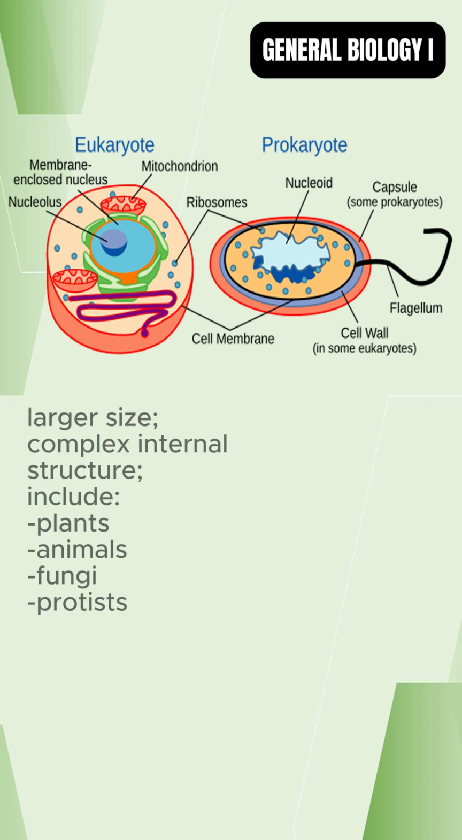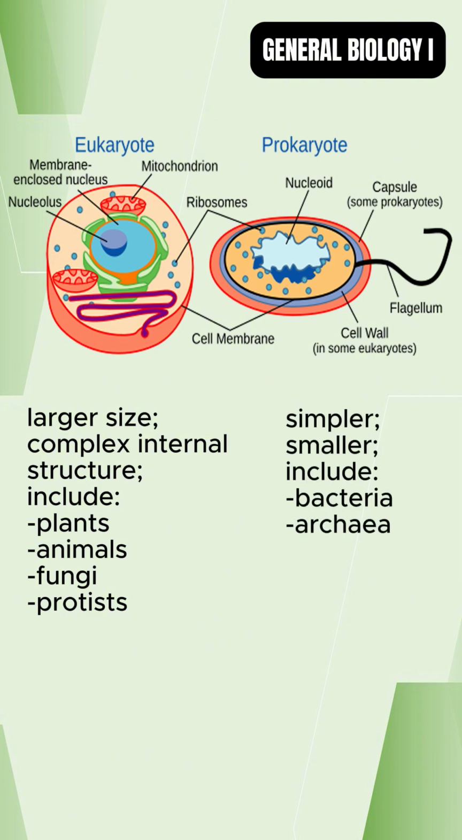Eukaryotic cells are complex and include plants, animals, fungi, and protists. They are characterized by their larger size and more complex internal structure. Prokaryotic cells, on the other hand, are simpler and smaller. They include bacteria and archaea, organisms often found in a variety of environments.